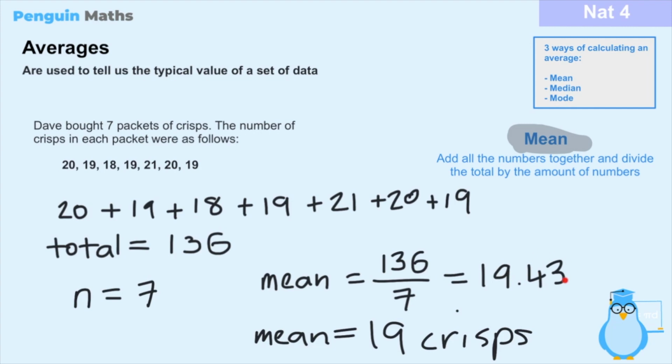But because we can't really have a decimal, because there's no really such thing as 0.43 of a crisp, well, unless you have half a crisp in the bag, which most of the time we do, but just assuming that we all have whole crisps, we're going to round this to the nearest whole number, and that gave us an answer, a mean value of 19.